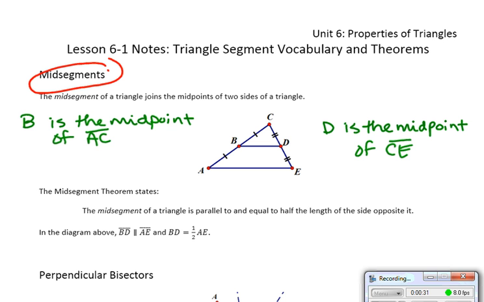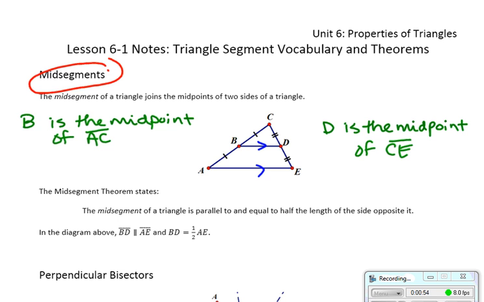The midsegment theorem tells us that the midsegment of a triangle is parallel to and equal to half the length of the side opposite of it. In our diagram, that would make BD parallel to AE. So let's go ahead and mark that. And we would then know that BD is half the length of AE.